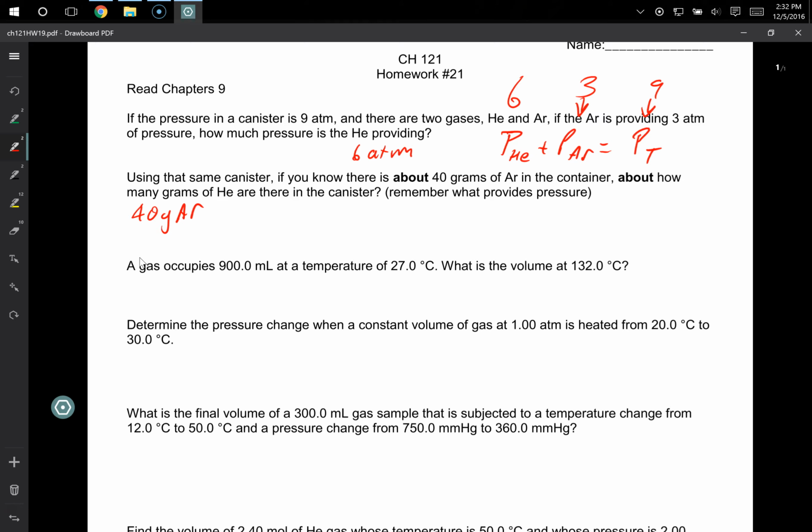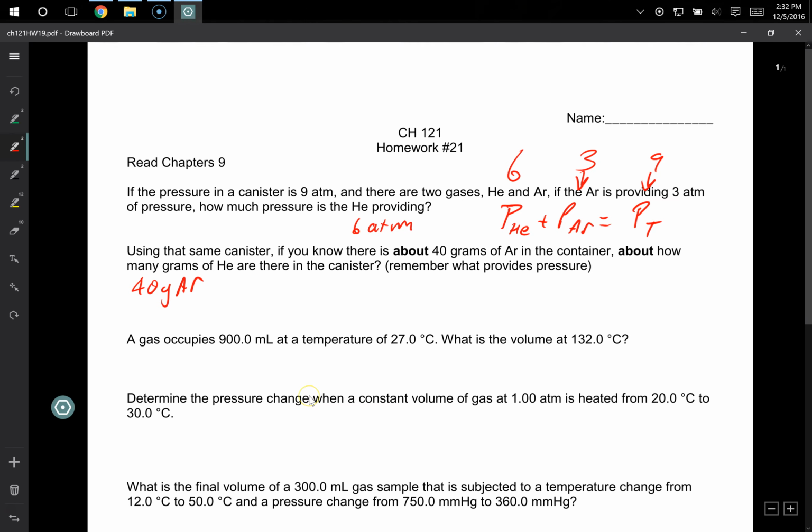Somebody said something else back there. Twice as many. That's it. There are twice as many particles. The reason that the helium is at 6 atm and the argon is at 3 atm is that there are twice as many helium particles.